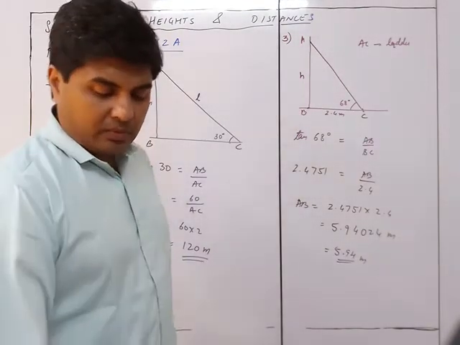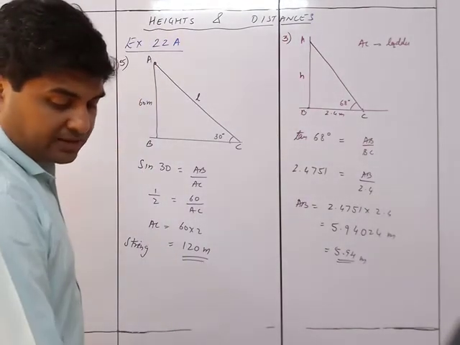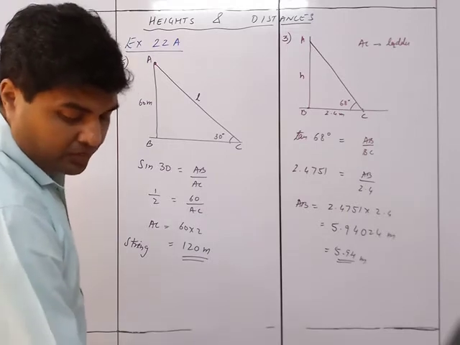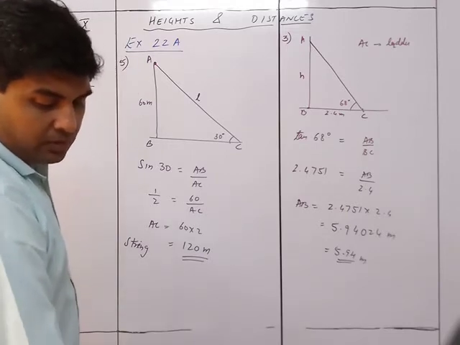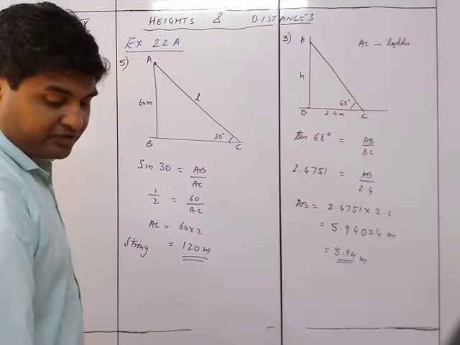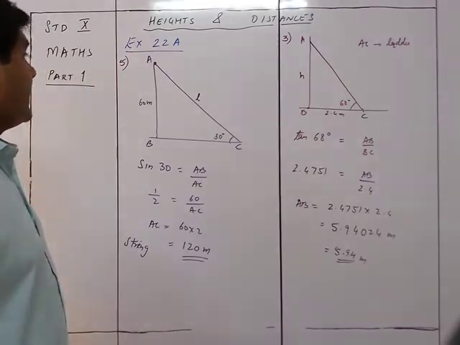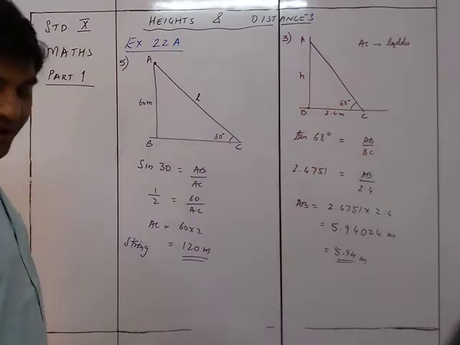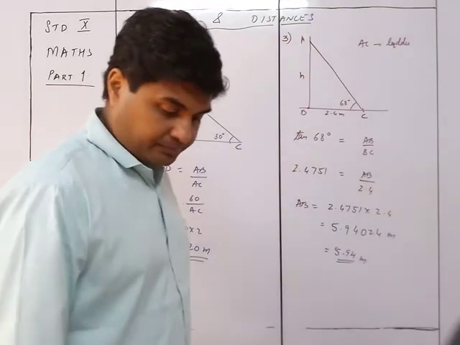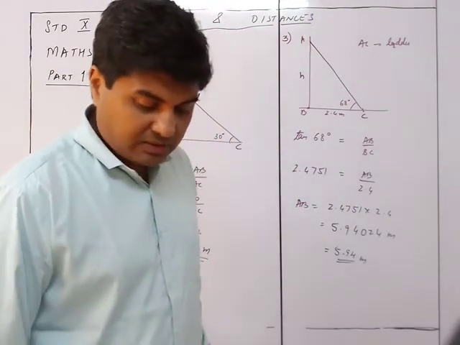So you can see it's a very easy sum. So that is sum 22A, the fifth sum, answer 120 meters. So that is question number 5. You can see it's very easy. We move on to question number 7.